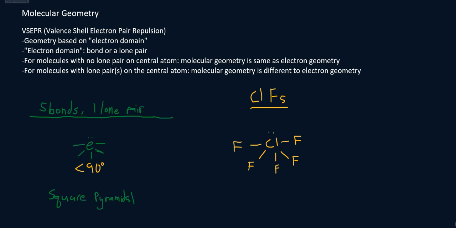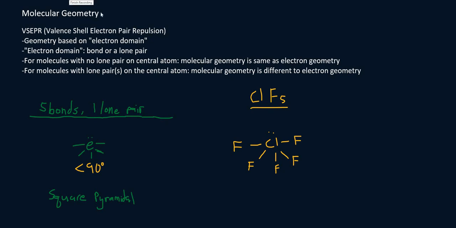That's the final thing here. Just a few things to keep in mind. Make sure when you're doing these, you draw your valid, correct Lewis structures. Count the number of domains around your central atom. Differentiate between lone pairs and bonds. And then you can start predicting your molecular geometry.